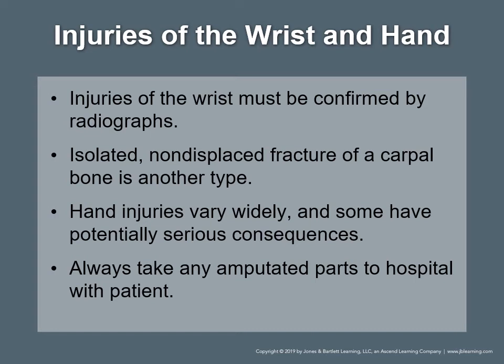Do not attempt to pop a dislocated finger joint back in place. Always take any amputated parts to the hospital with the patient. Wrap in dry or moist sterile dressing, depending on local protocol. Place in a dry plastic bag. Put the bag in a cooled container. Do not soak the part in water or allow it to freeze. Follow the steps in Skill Drill 33-9 to splint the hand and wrist.